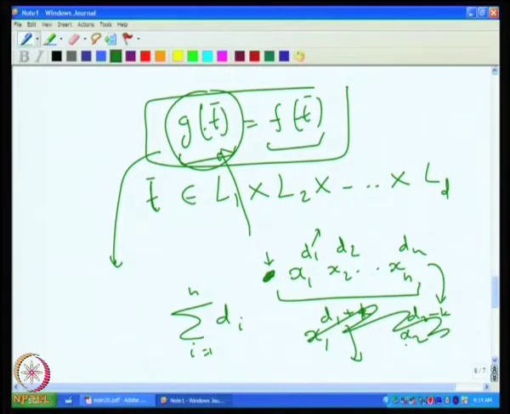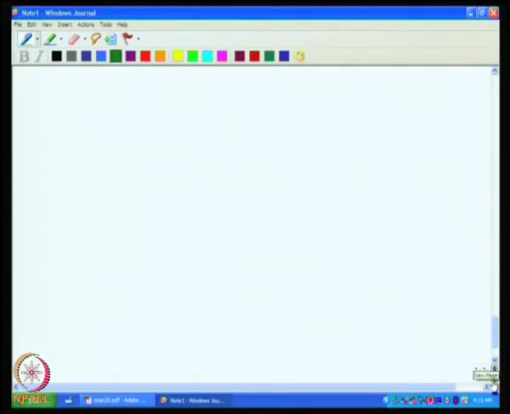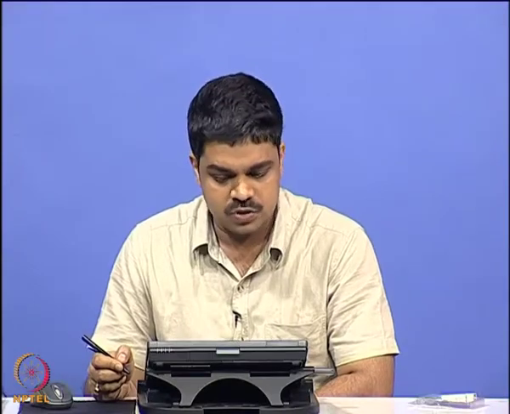So, for each term, this is the highest degree term, and therefore it is a non-zero term. Therefore, the polynomial has to evaluate to a non-zero value for some selection of xi's, because there is a term which will dominate, right. So, we can say that the resulting polynomial is a non-zero polynomial.